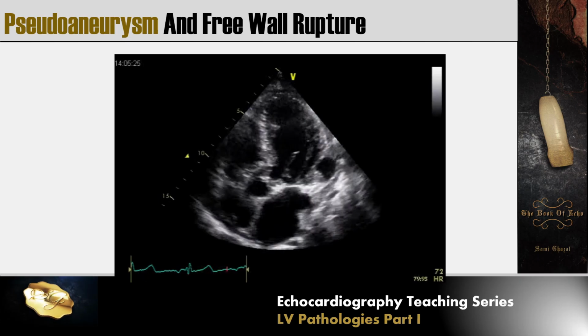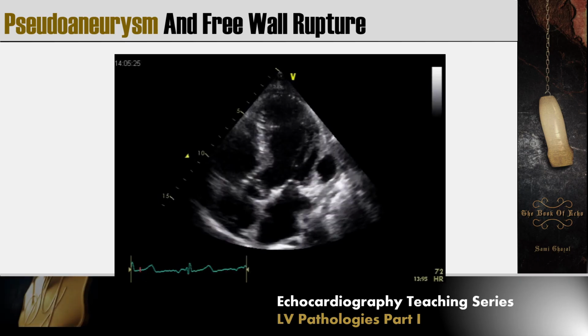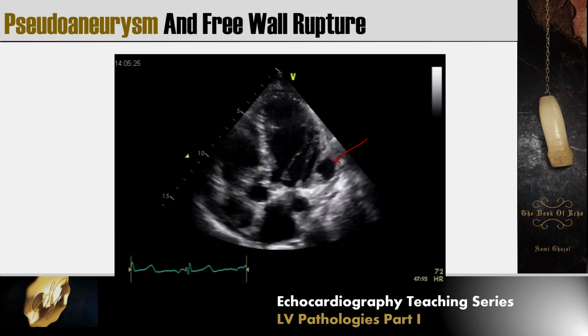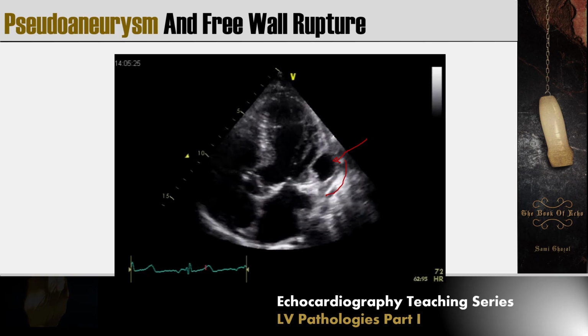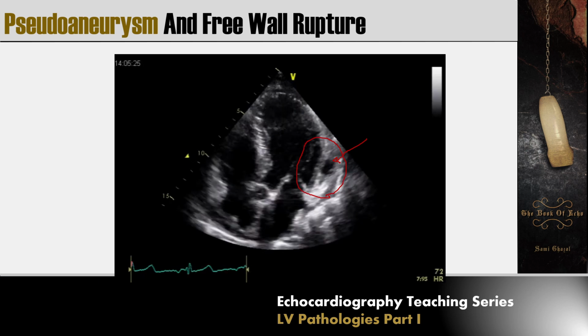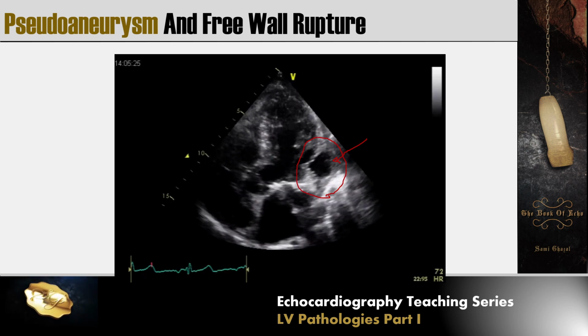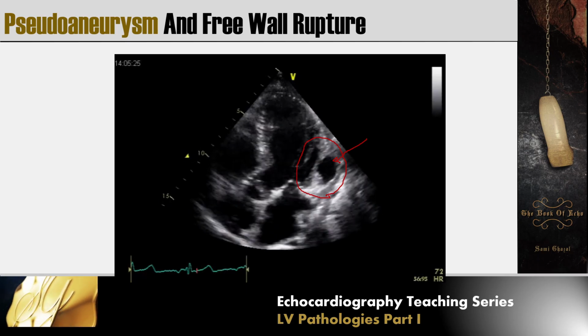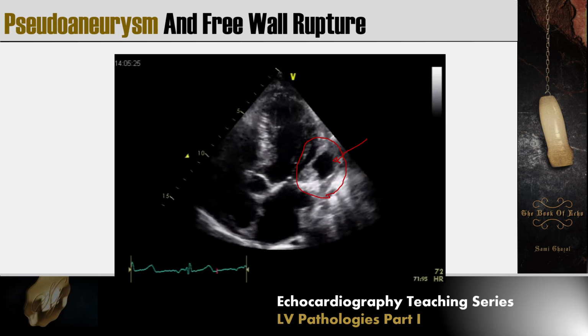This is another example here of pseudoaneurysm. You can see it here. It is pulsatile. It is in the basal lateral area here, pulsatile, and if we look in a different angle, we will see the opening or the communication between the pseudoaneurysm and the LV.